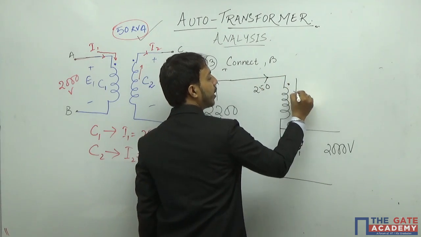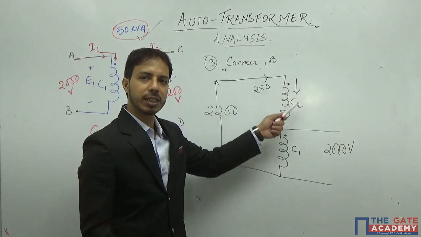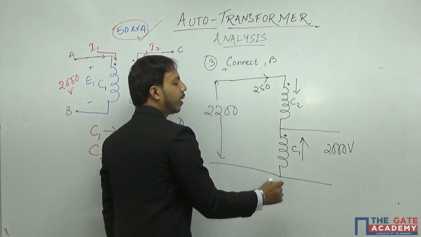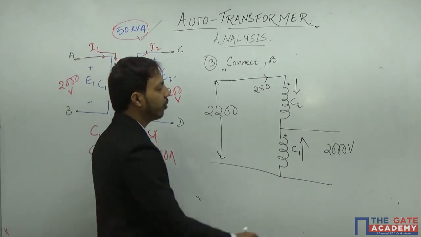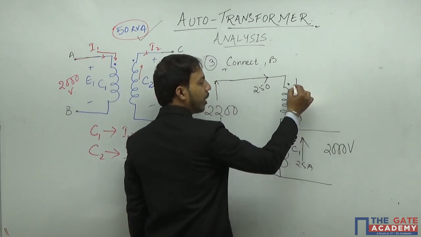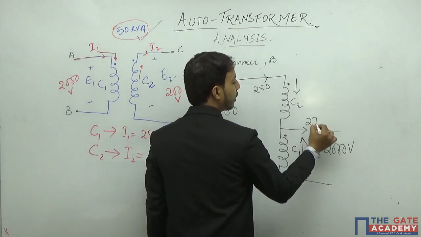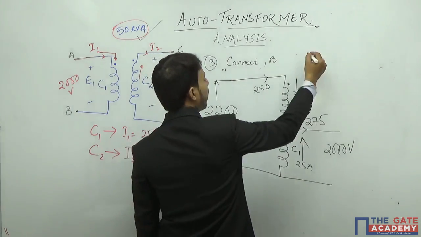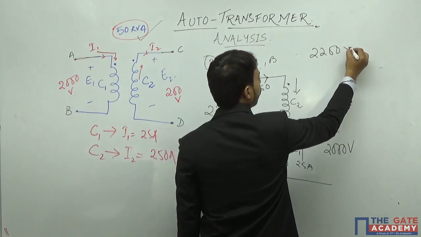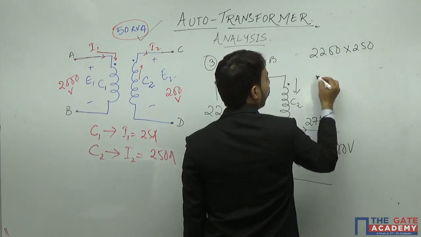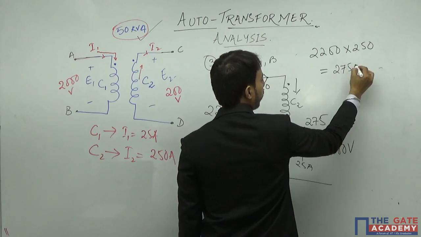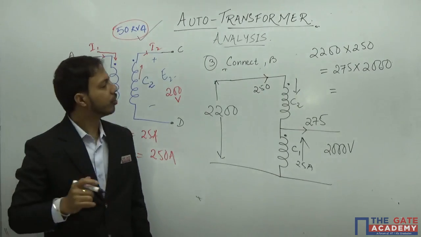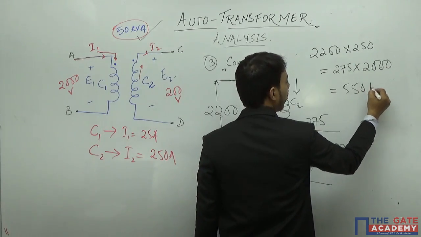Now I know current in C2 is 250, so the current flowing here will be 250. It is coming inside, so if current is coming inside in the primary, current will be going out through the secondary, so current will be going through this side. We know C1 is 25, so this current will be 25 amps. So 25 plus 250, again it will be 275. So 275 multiplied by 2000, similar to 2200 into 250, is equal to 550 kVA. That means 550 kVA.